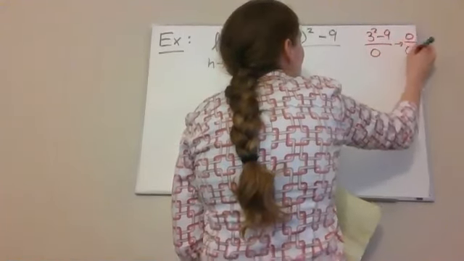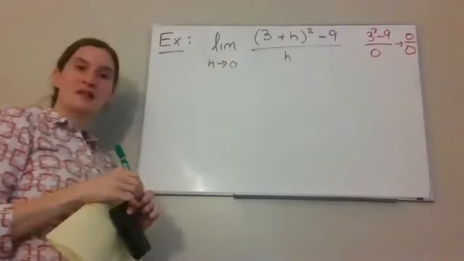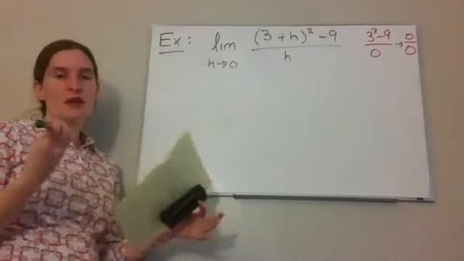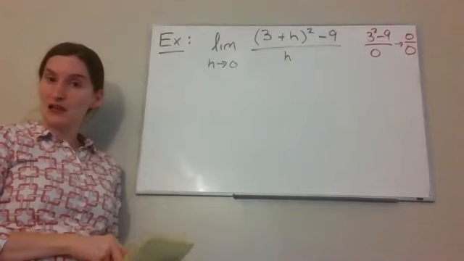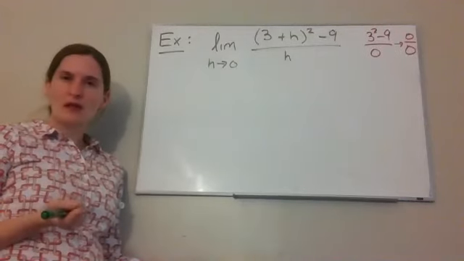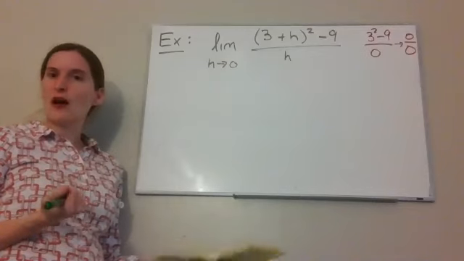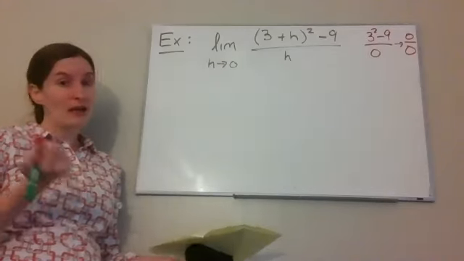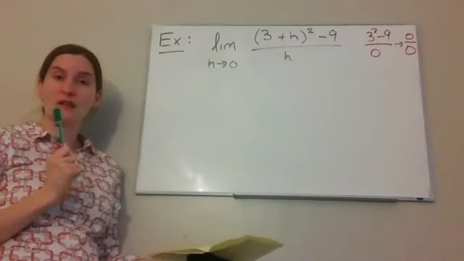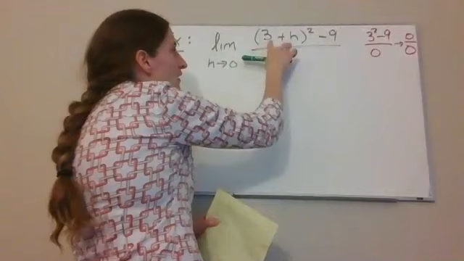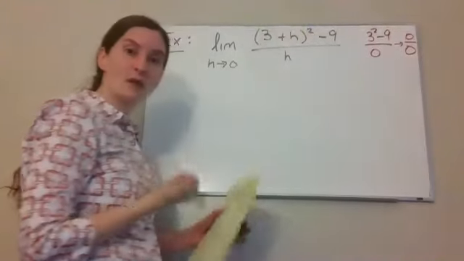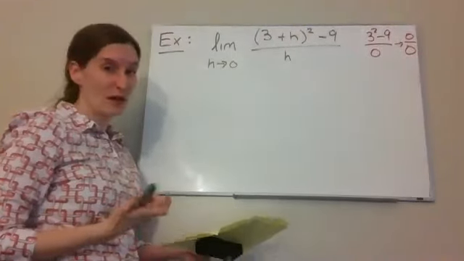What does it mean when we get a 0 over 0 situation? It means we need to do some algebra. This time, factoring is not going to work. What would be your instinct for what kind of algebra to try on this? Well, I know I can't hear you, but I sure hope that you're saying, hey, maybe we should distribute that. And that is a good idea. This 3 plus h in parentheses squared, let's multiply it out and see what happens.